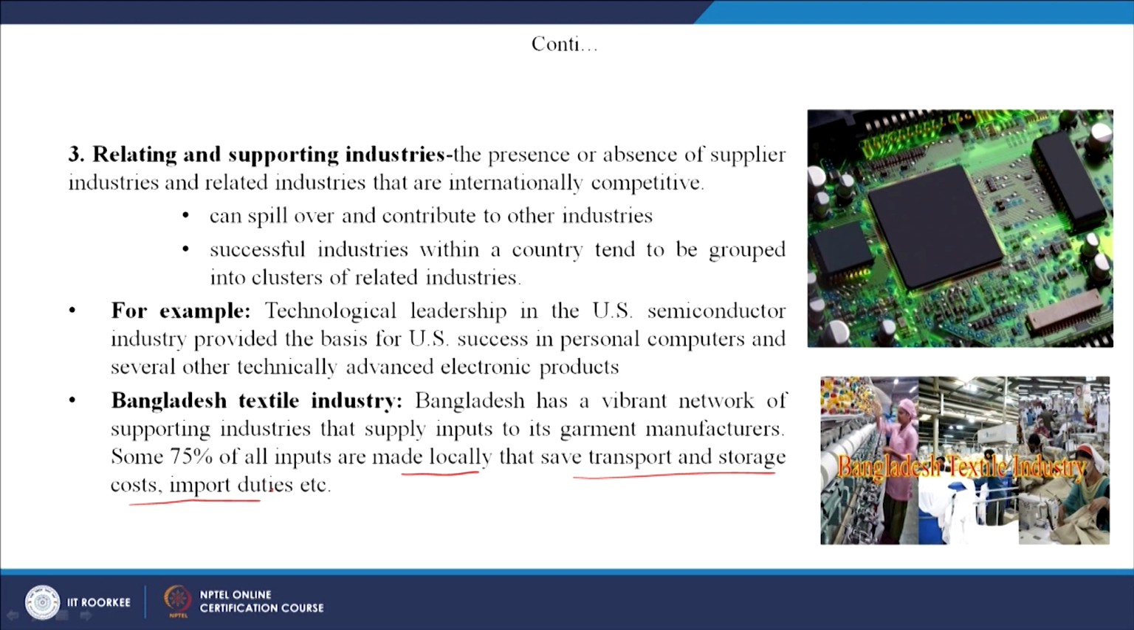So, that is why Bangladesh, even when the quota system was abolished after the Uruguay round, still everybody felt that Bangladesh would do very badly in the textile sector because it was only getting a protection, a quota. But it did not happen that way. Bangladesh rather did better and better in terms of textile export, right.